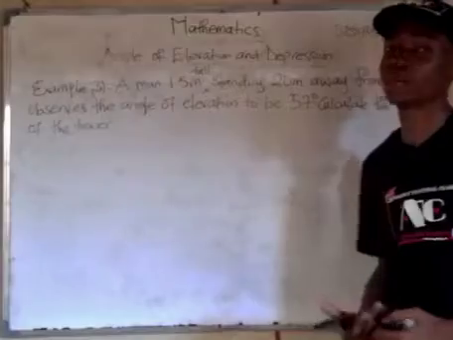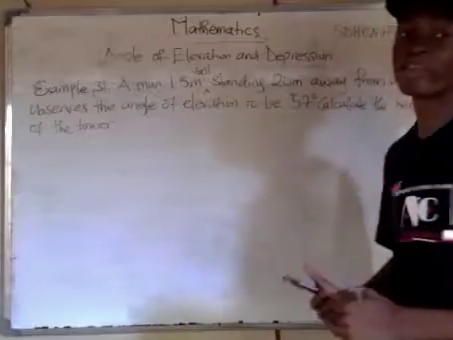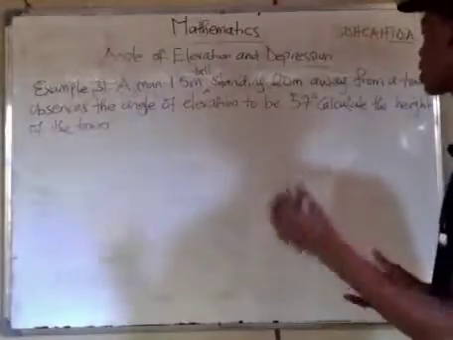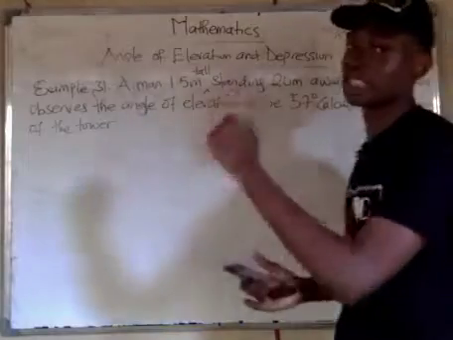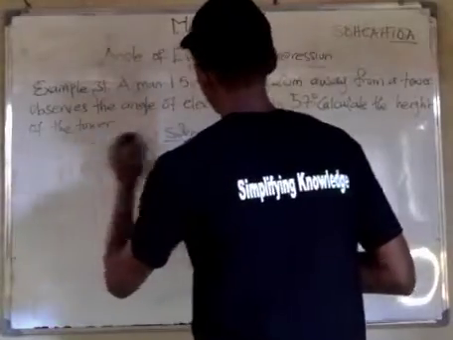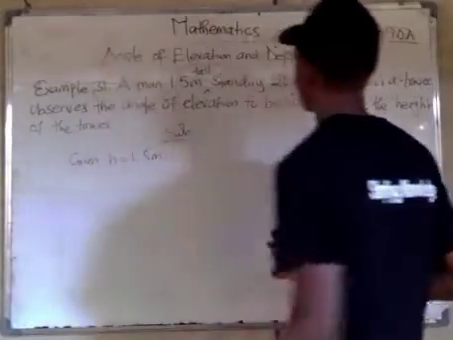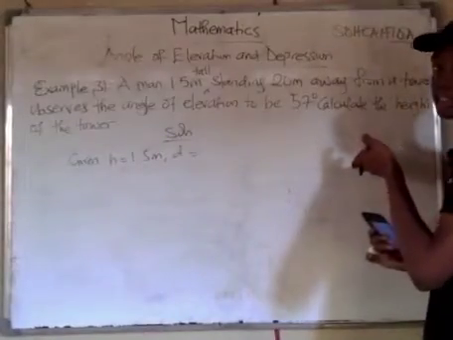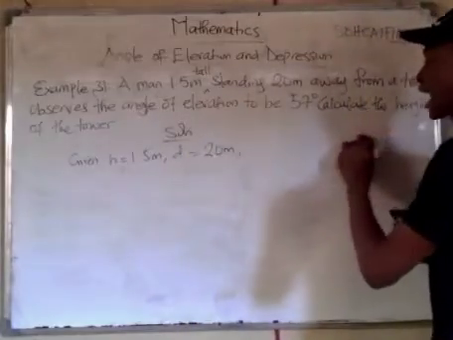Now, the third example says a man 1.5 meters tall, standing 20 meters away from a tower, observes the angle of elevation to be 57 degrees. We have to calculate the height of the tower. So what did they give us? We are given the height of the man, which is 1.5 meters. They told us the distance from the man to the tower, which is 20 meters. And we have to calculate the height of the tower.